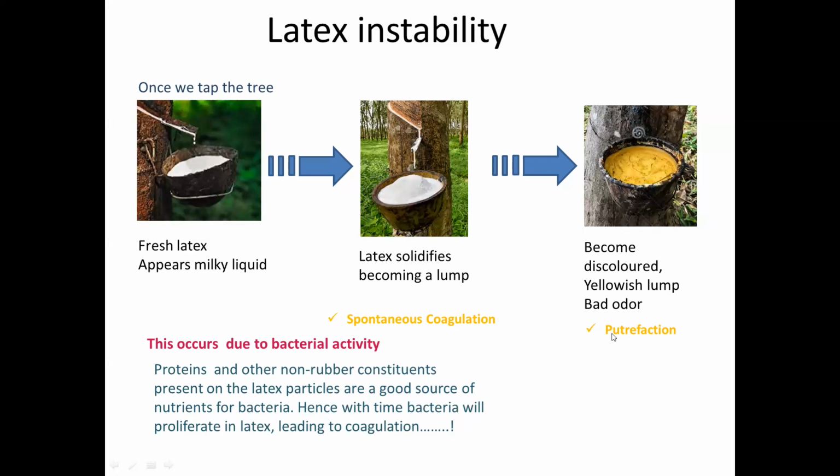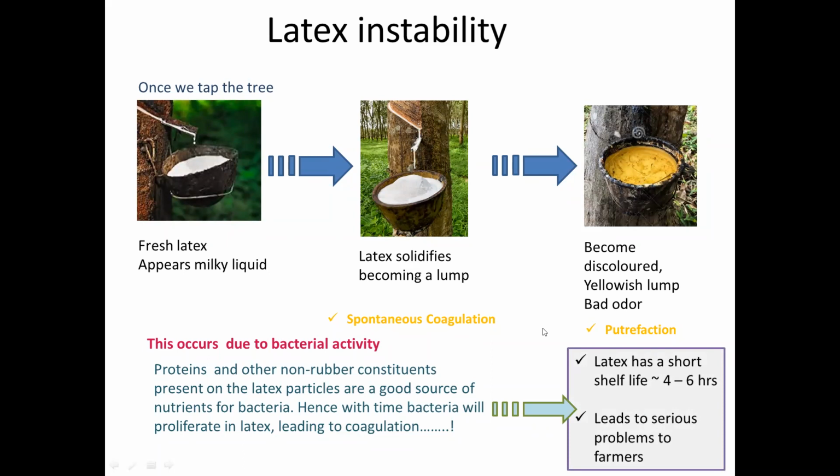Then the second step is called putrefaction. First, the latex becomes a white color solid and becomes a lump. You call it spontaneous coagulation. The yellowish color lump, you call it putrefaction. This lump formation is called putrefaction. Spontaneous coagulation and putrefaction are due to bacterial activity.